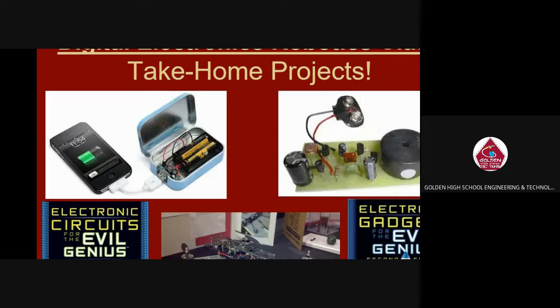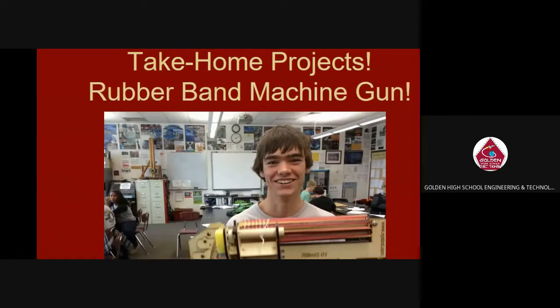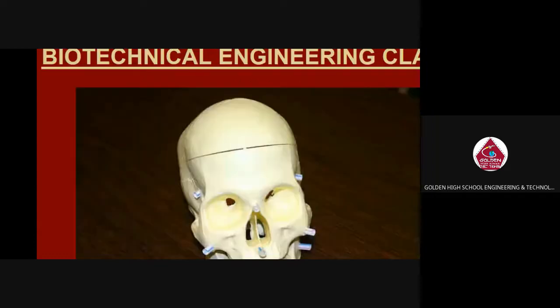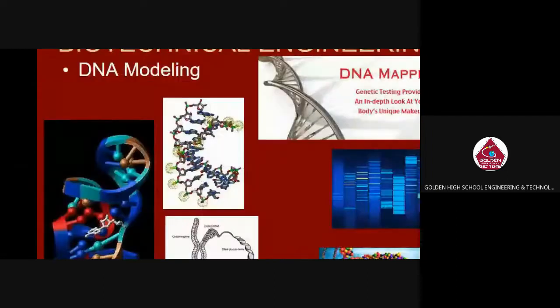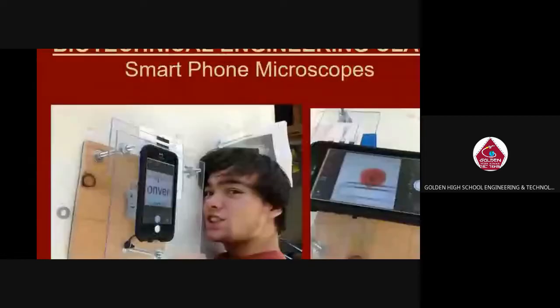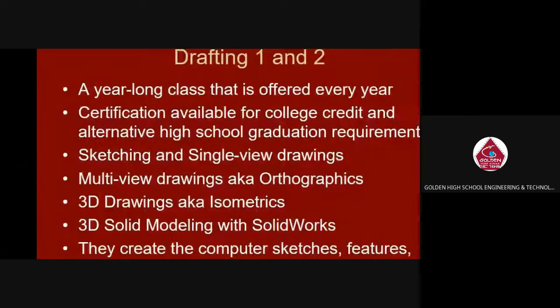We do quadcopters as take-home projects. This is a rubber band machine gun that shoots 64 rubber bands in about 4 seconds. Then I'm going to skip through this really quick and get to the 3D solid modeling.